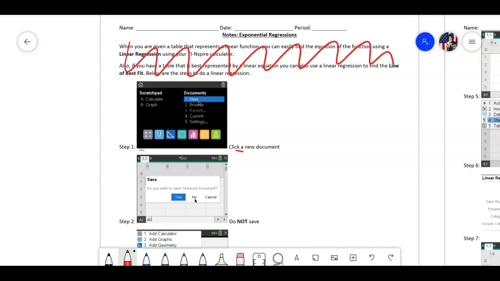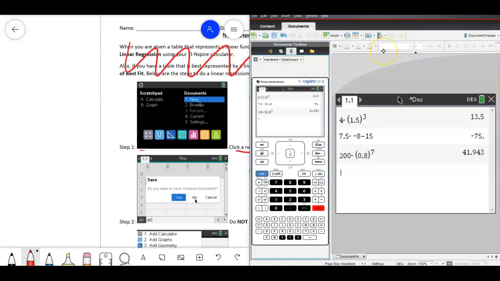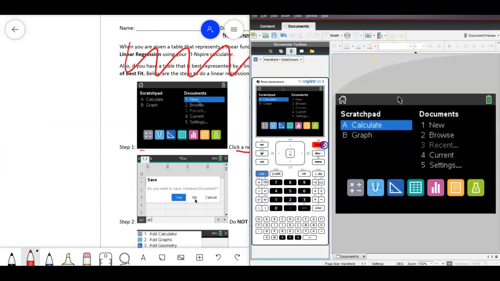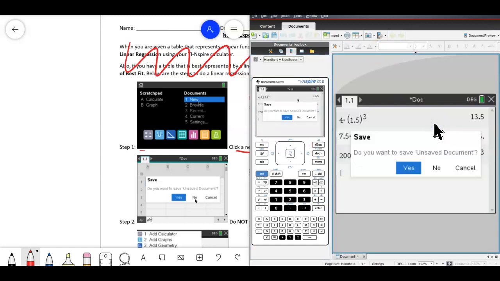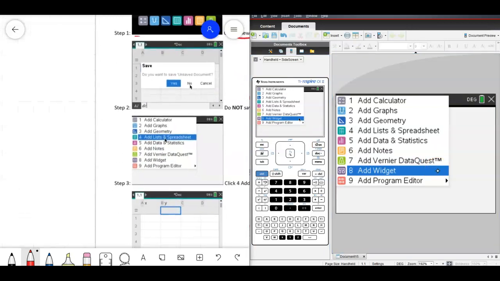Step one, let's do a new document. So I'll do this side by side here. Press on, get that black screen. Step two, hit a new document. Do not save it. That's step two. Now, step three is you're going to press the number 4. And everyone needs to be pressing these buttons right now, please. Please, please, please.